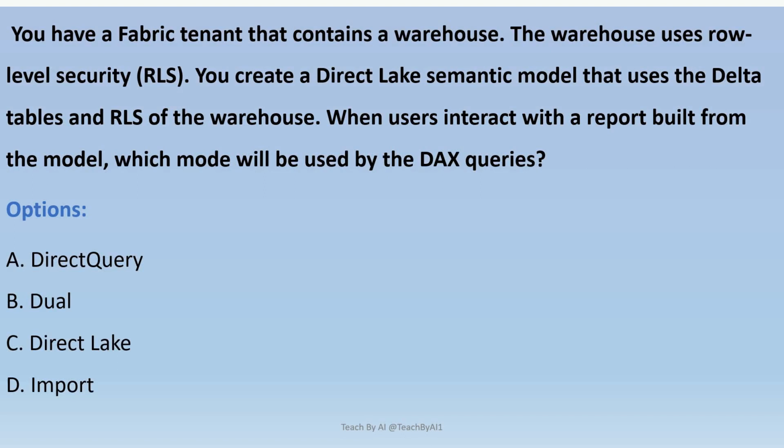Question 8. You have a Fabric tenant that contains a warehouse. The warehouse uses row-level security, RLS. You create a Direct Lake semantic model that uses the Delta tables and RLS of the warehouse. When users interact with a report built from the model, which mode will be used by the DAX queries?